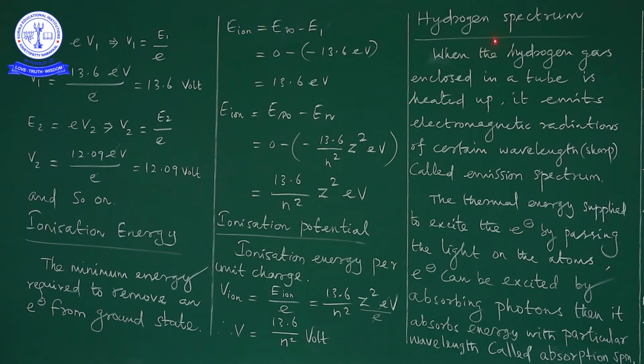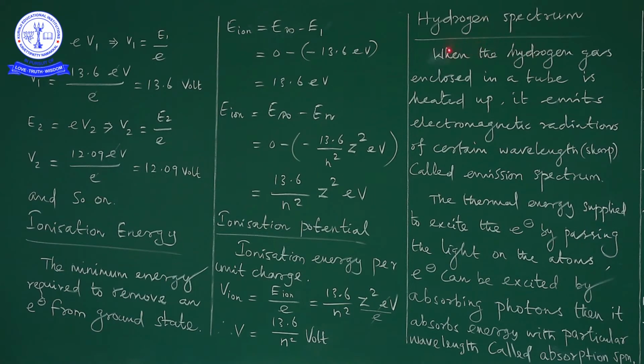This topic we have discussed very briefly in lesson number 5 in the first volume. The name of the fifth lesson is electromagnetic waves. In that lesson, we discussed the spectral lines very deeply. Here, we are going to discuss the hydrogen spectrum.